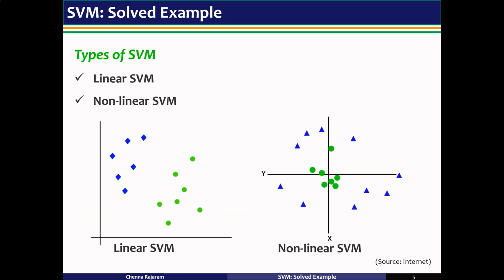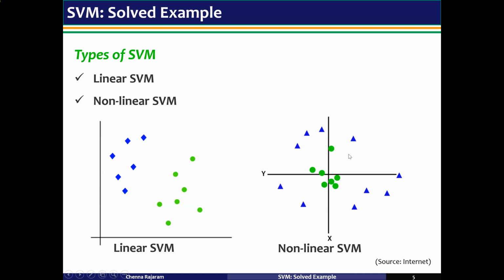Types of support vector machines. There are two types of support vector machines. One is linear support vector machines and the other one is nonlinear support vector machines. Linear support vector machines are used for linearly separable data, which means the data can be classified into two classes by using a single straight line. Here you can see a linear SVM. We have two clusters and these two clusters are separated by a linear straight line.